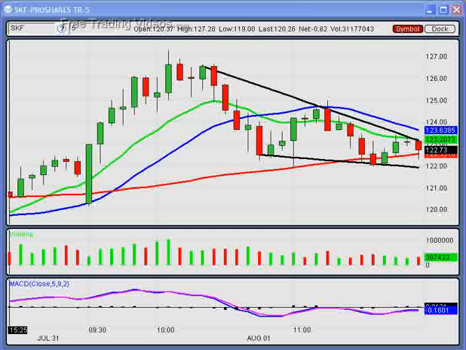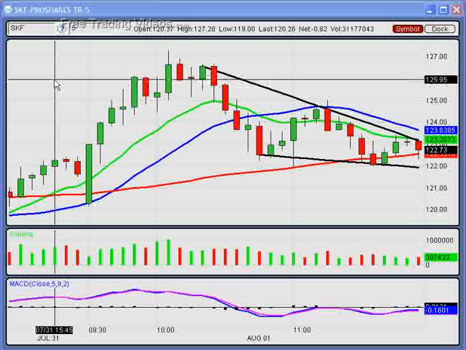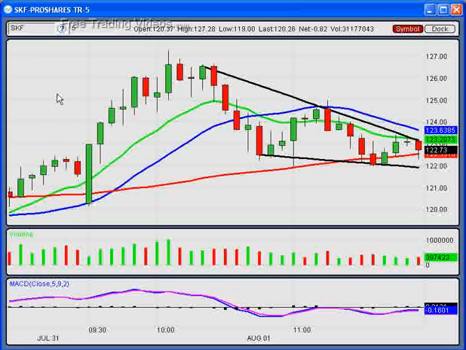Here's a little day trade. Looking at a 5-minute chart here on the SKF, we have a falling wedge, or a descending wedge as some people refer to them. Let me take you through what I was witnessing, what I was seeing as this was setting up.